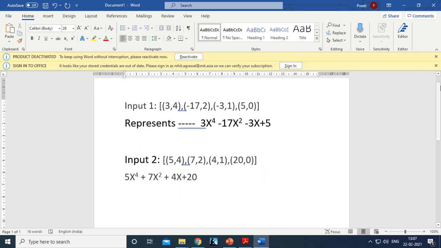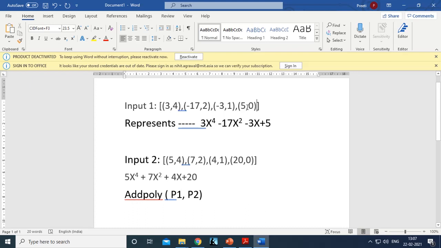Now you will have a function known as add poly. Add poly will take two inputs, two polynomials, polynomial 1 and polynomial 2. That means your add poly will take two lists. The first list is this one and the second list is this one. This is a list because it is surrounded by square brackets, and in the list the individual elements are tuples, which are round brackets. For simplicity, first you don't take any inputs.